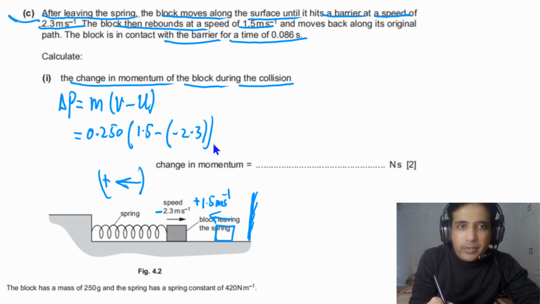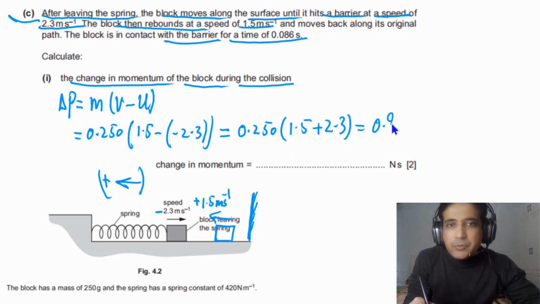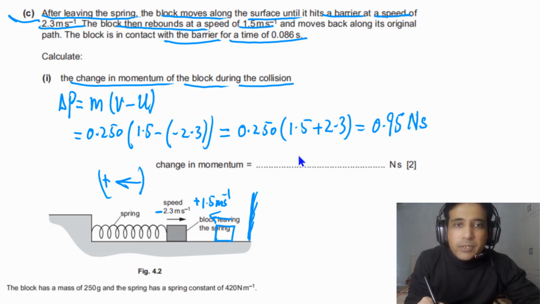Now if we solve this, let me write one more step. We will get 0.250 times, and here we will get 1.5 plus 2.3. If we solve this, our final answer up to 2 SF will be equal to 0.95 newton seconds, because the given unit is newton seconds. So this is 0.95, and this is how you can approach it.